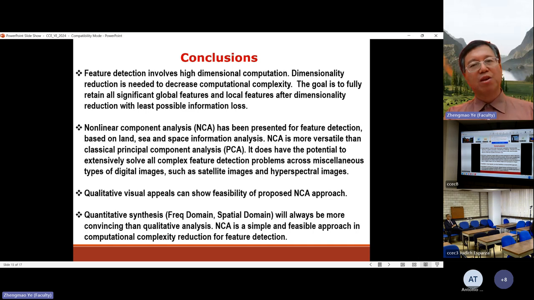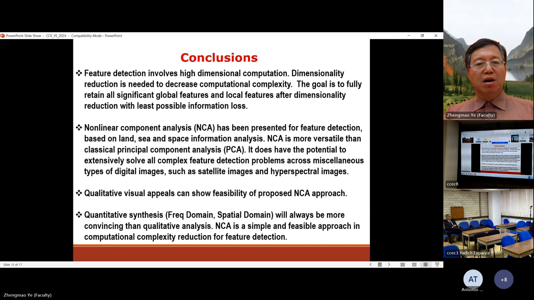Therefore, this presentation has been made. The nonlinear component analysis has been presented for feature detection based on land, sea, and space information analysis. The NCA is more versatile than the classical principal component analysis. It has the potential to extensively solve complex feature detection problems across miscellaneous types of digital images, such as satellite images and hyperspectral images.